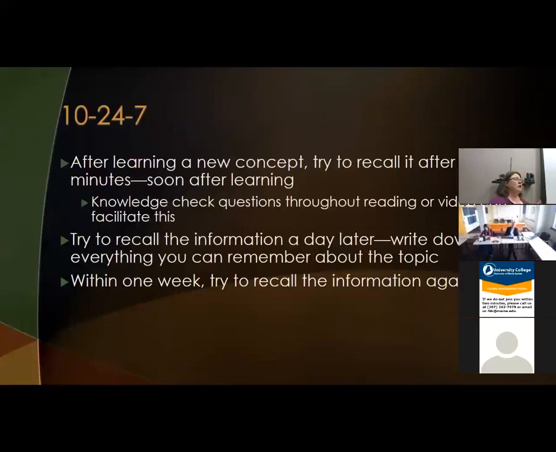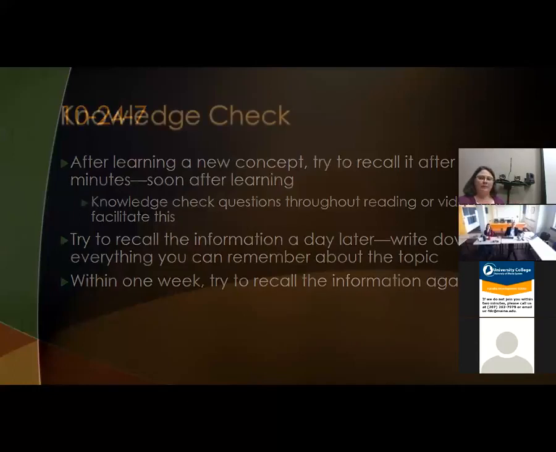So a good interval to give students is that at the end of whatever they're doing, so if they're reading, they should go back and ask themselves some questions about what they just read. Then the next day they should come back, look at their questions, and try to answer them without looking at the book. And then a week later, they should come back to those questions again and try to answer them without looking at the book. So that 10-24-7 really helps with that spacing effect.